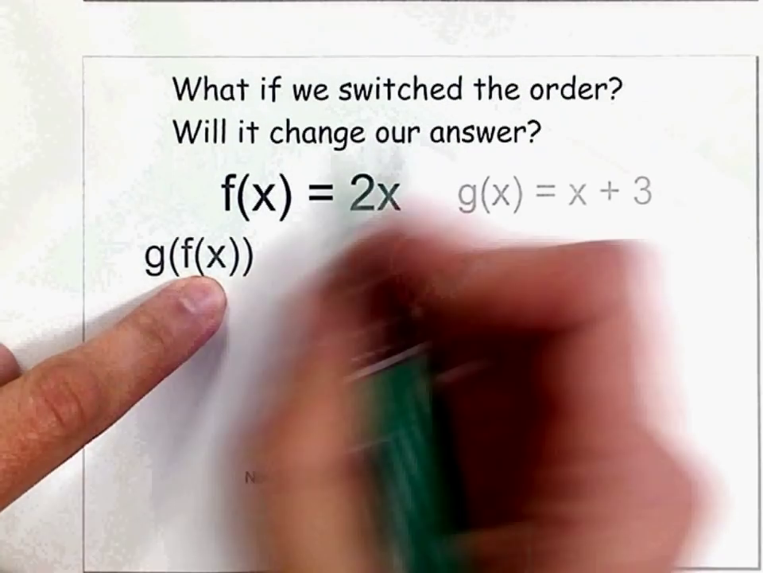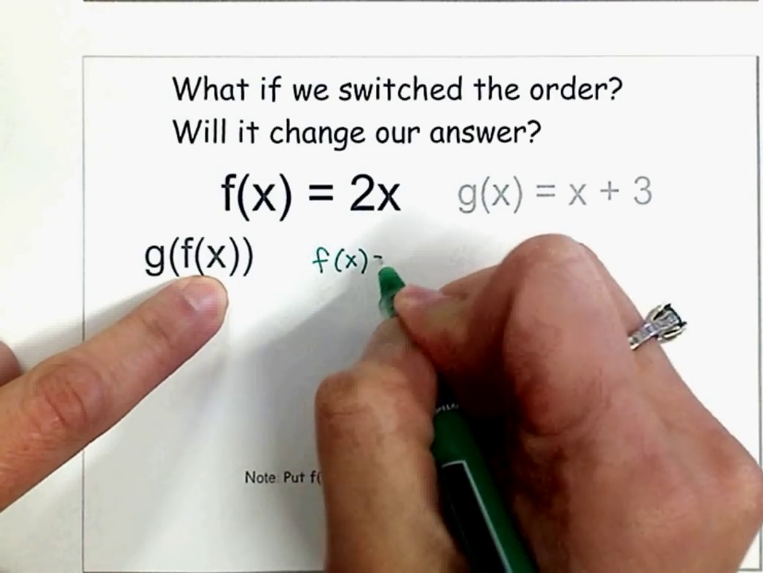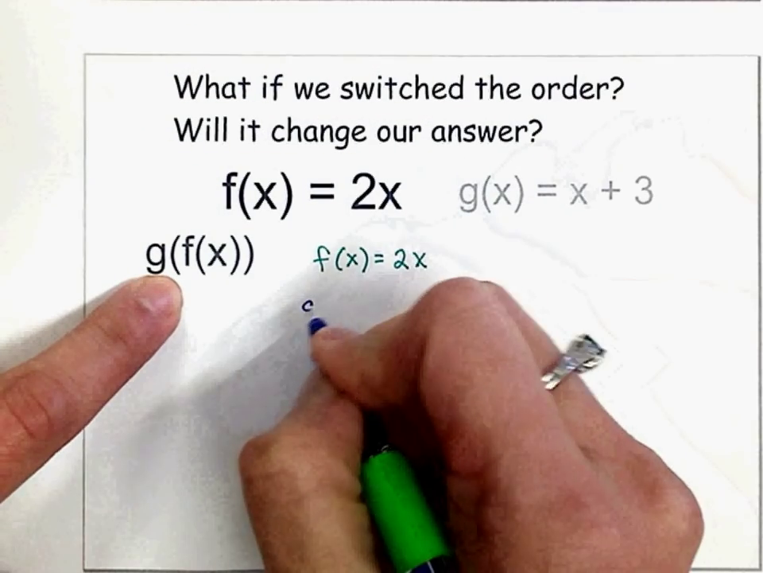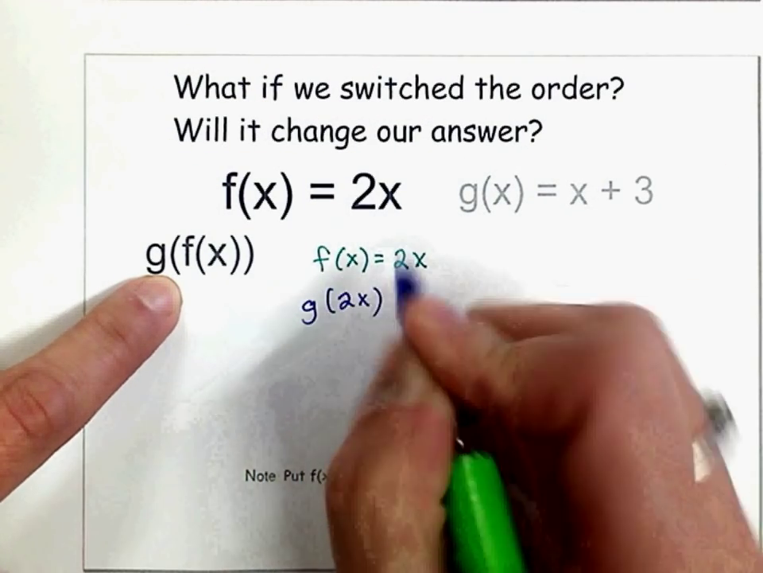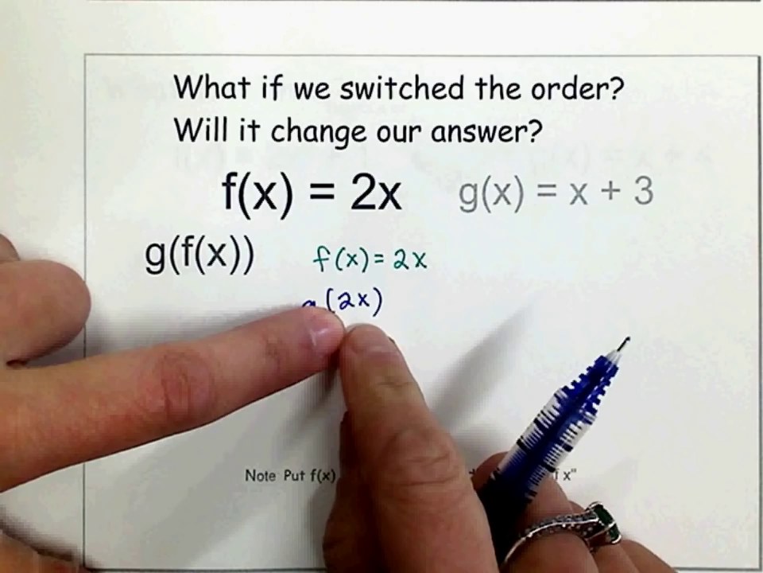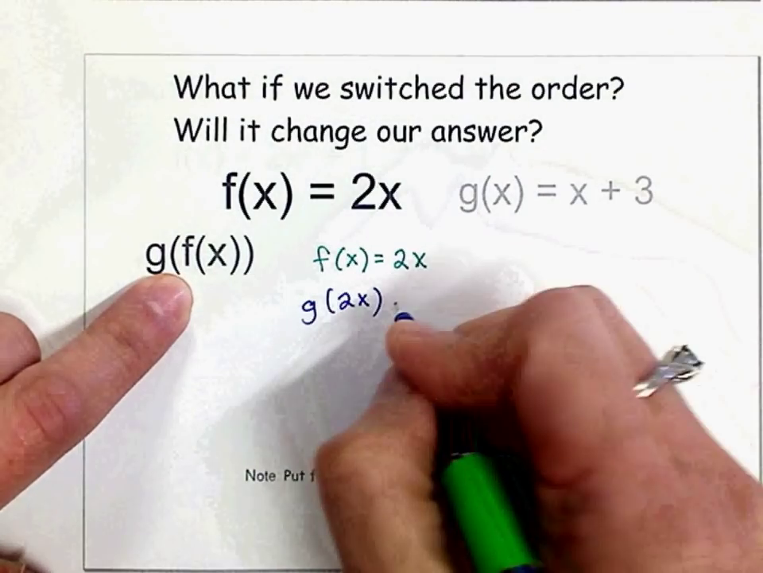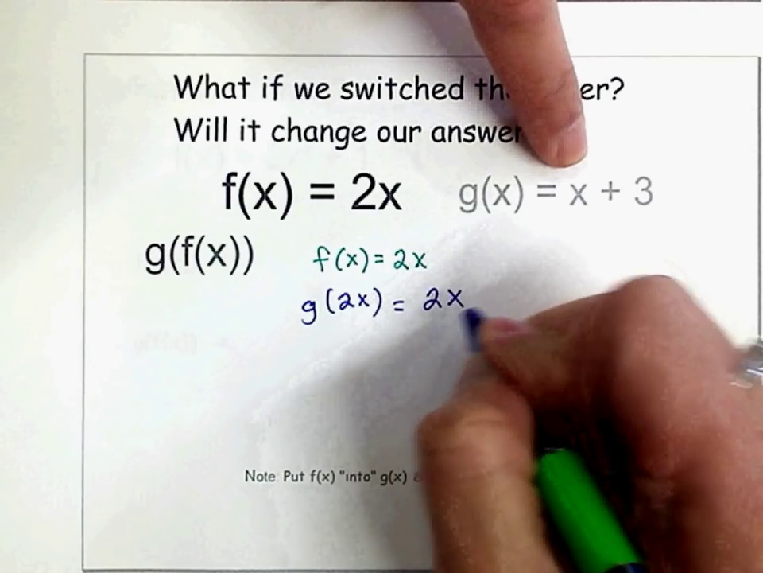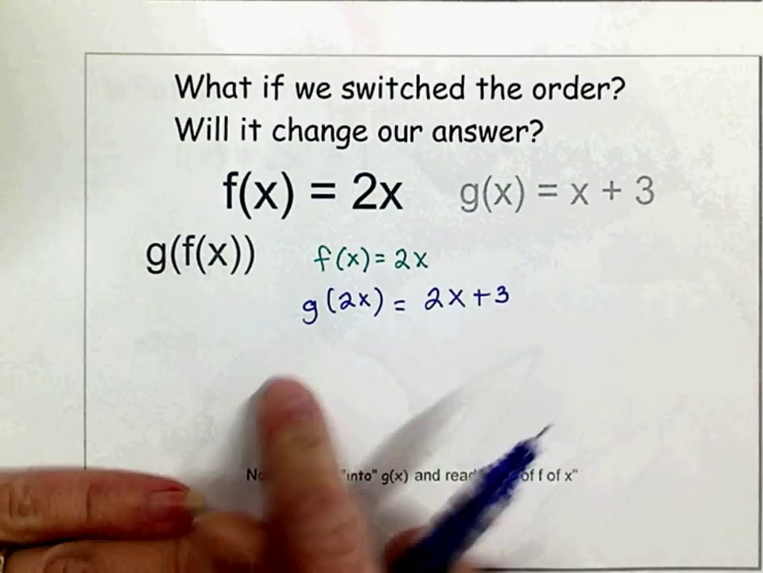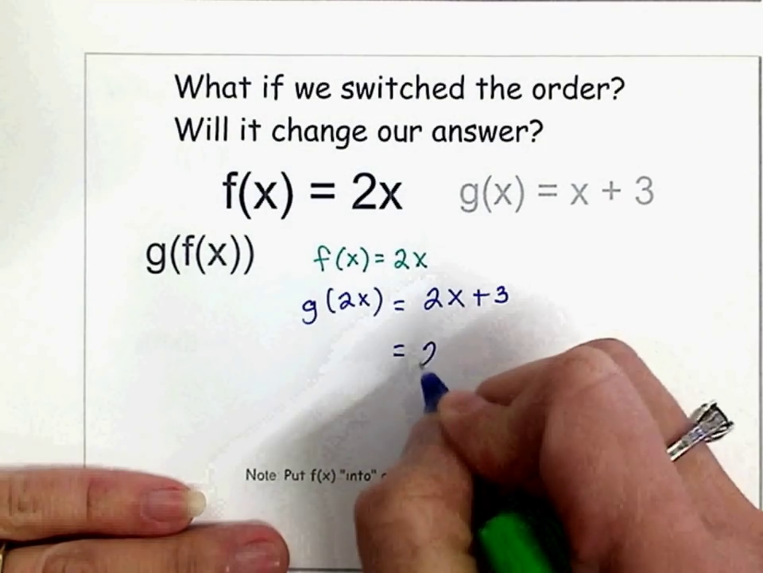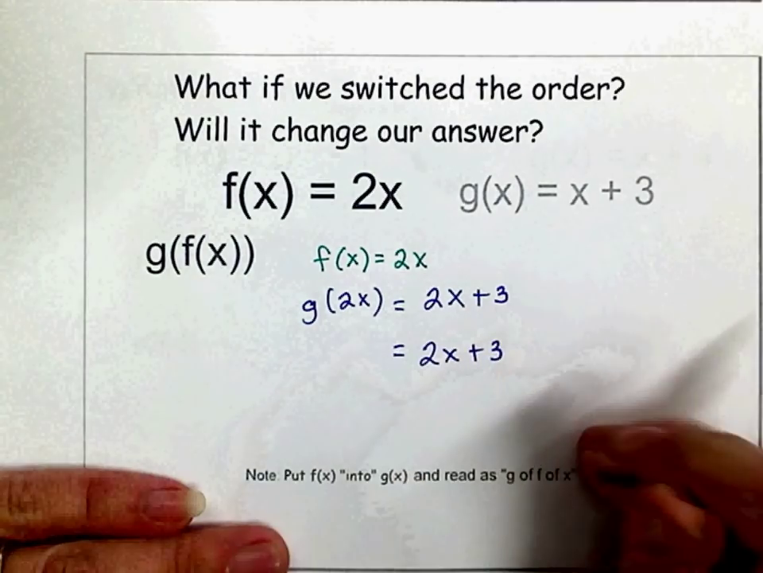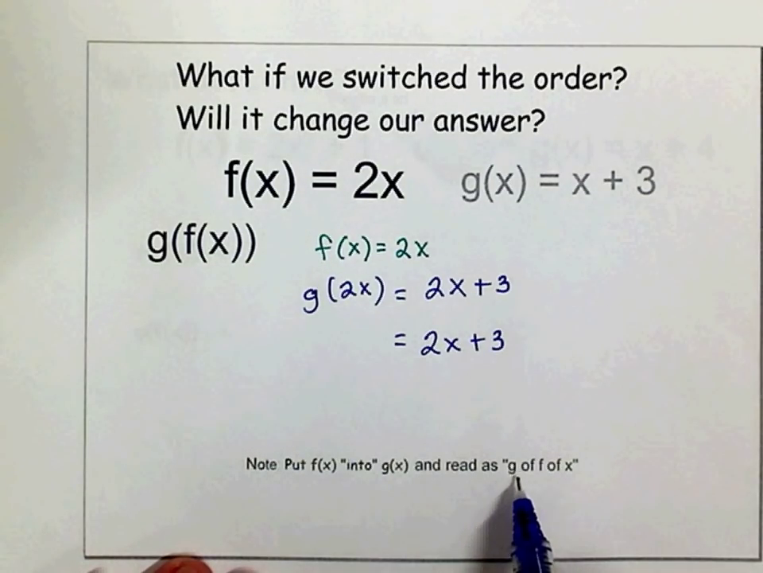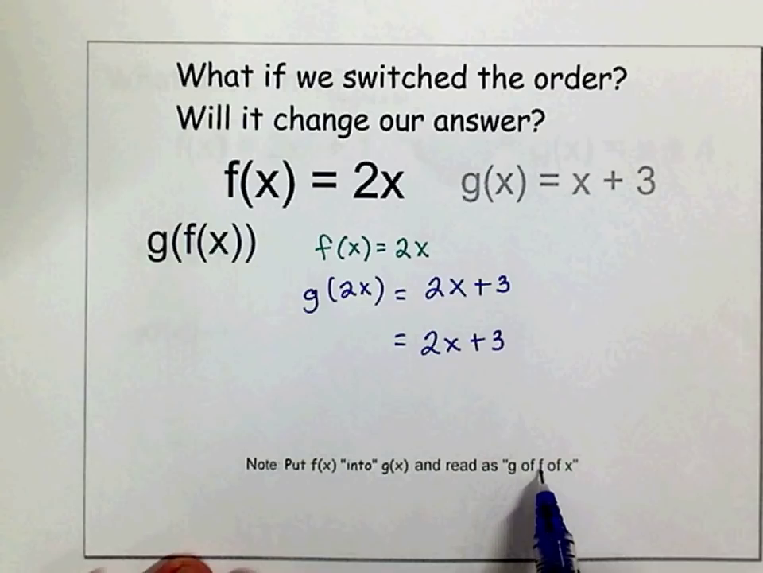So you have f of x. F of x is equal to 2x. All right. Next, you have g of 2x. Did you see how I just substitute the f of x with 2x? Is equal to your g, and your g is right here. So x is what? 2x plus 3. And I cannot simplify anymore. So that simple form is 2x plus 3. And so you read this as g of f of x.